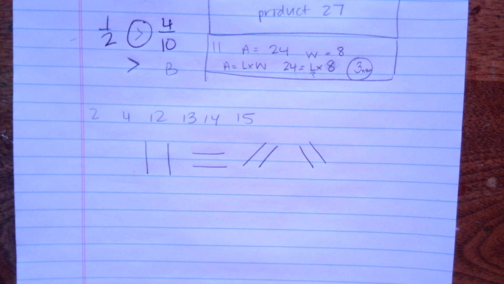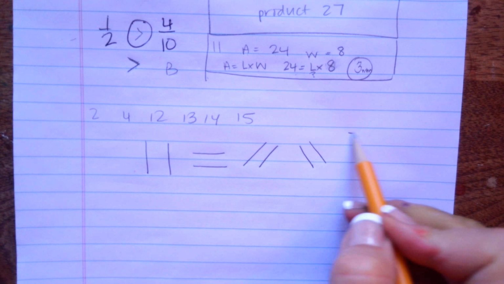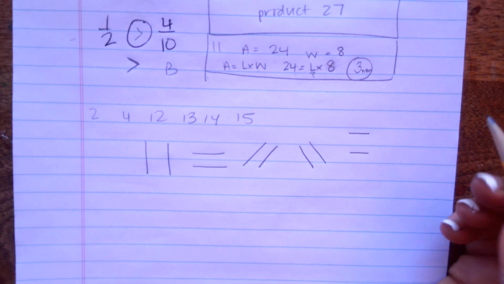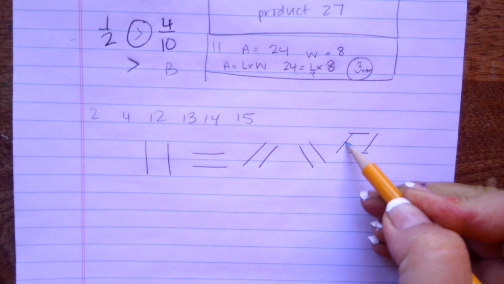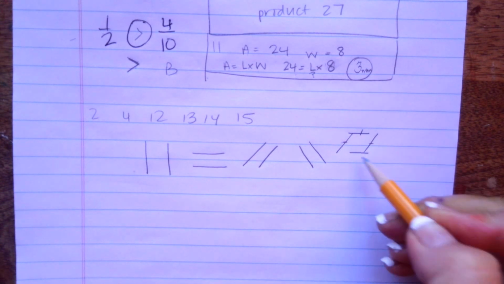D has 2 sets of parallel lines, right? Oh, wait. You said B? Yeah. Oh. A. So B has 2 sets of parallel lines. They go like this. And then the other ones go like this, right? So this is one set and this is another set.